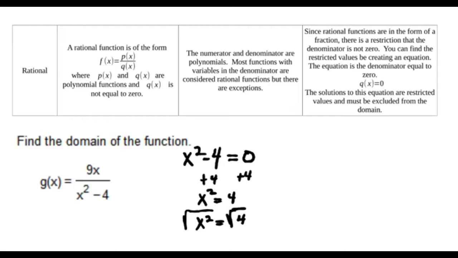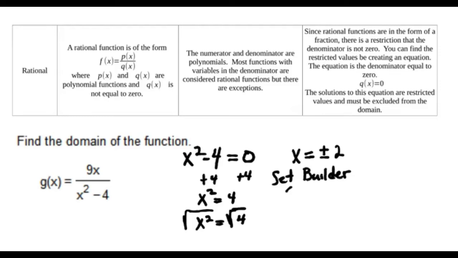Square root and square are opposite operations. They cancel each other out, leaving us with x on the left. And then on the right, we're going to gain a plus or minus symbol. Every time you square root a square, you gain that plus or minus symbol. And square root of 4 is 2. So we came up with two solutions to this equation, plus and minus 2. That means we have two restricted values, positive and negative 2. And there are a couple different ways that we can write the domain once we know the restricted values. We can write the domain in set builder notation.